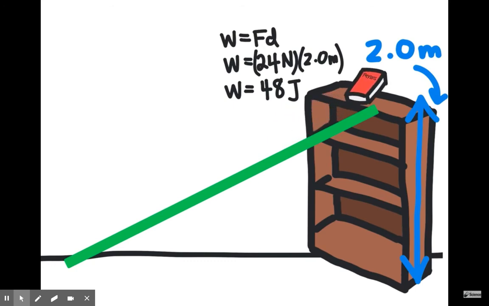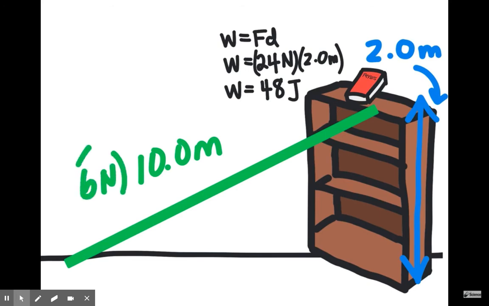Now, let's say instead of 24 newtons of force, you only needed to apply 6 newtons of force in order to get that object moving. And you're strong enough to do this, so you can push the object all the way up on top of the shelf. Notice, however, that you had to move a further distance to go all the way up and put it on that shelf. Instead of 2 meters, let's say that the length of this inclined plane was actually 10 meters. And so that means you had to apply your 6 newtons of force over 10 meters, which means the work is going to be different.